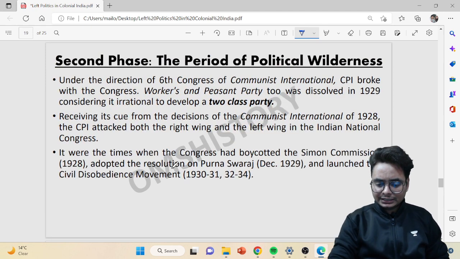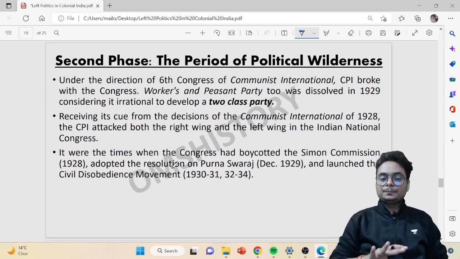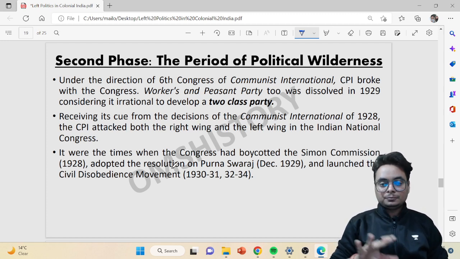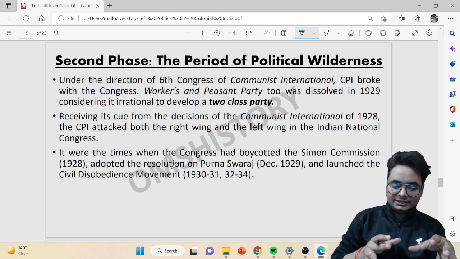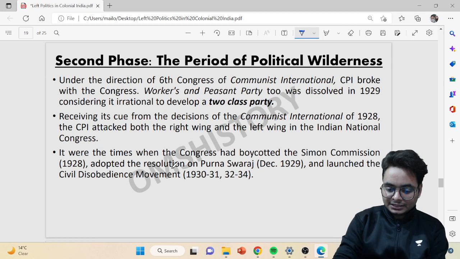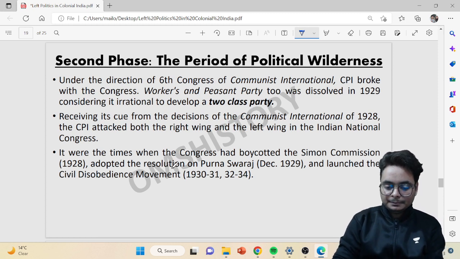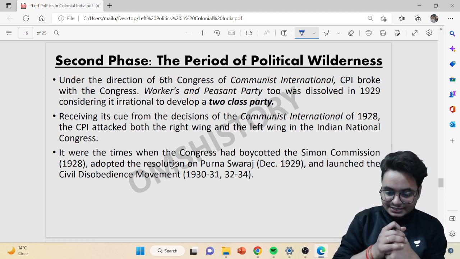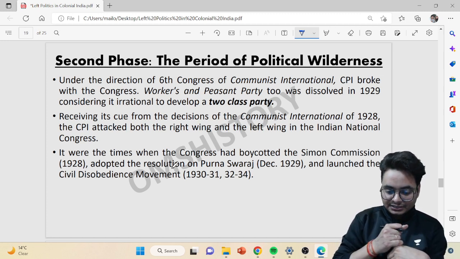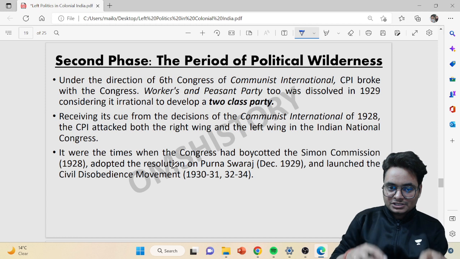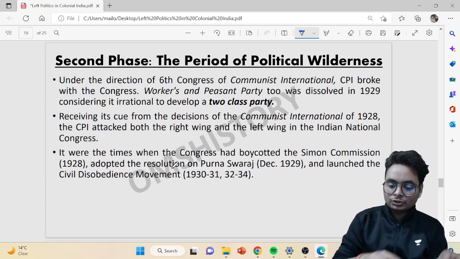Moving forward, the second phase begins, and this was a period of political wilderness. What happened at a time when the nationalist movement under Mahatma Gandhi's leadership was making giant strides forward in arousing the masses against the imperial stronghold? The Communist Party of India, in this phase, suffered from both organizational and ideological articulation.